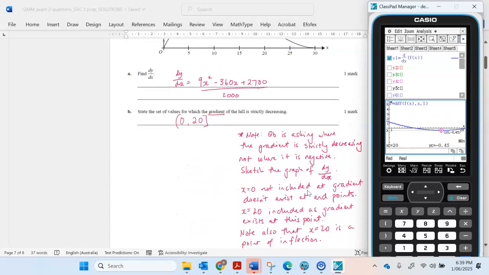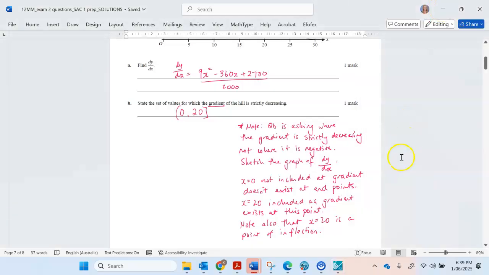So I'm just going to show you what I've written here, and I wrote this a while ago, so let me just think. So question B is asking where the gradient, and my son's just got home, so he's going to open the door and say hi.